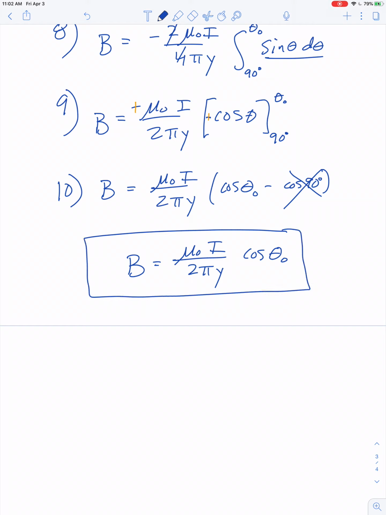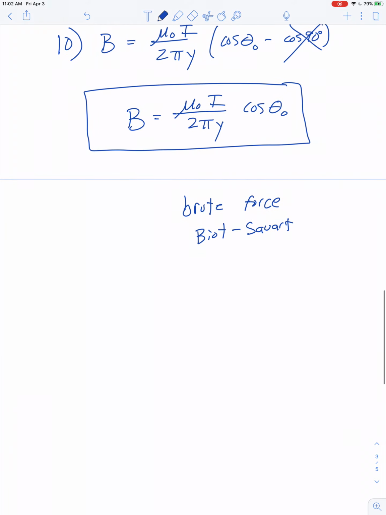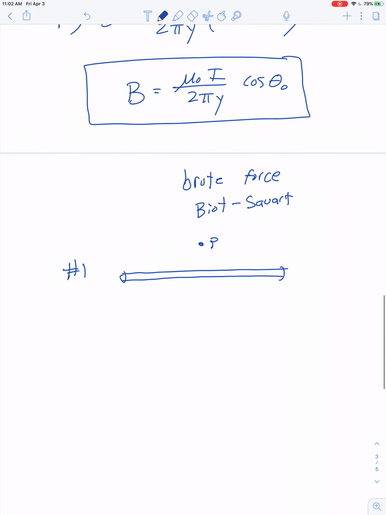So that's the brute force method, right? That's the law of Biot-Savart in order to determine the magnetic field at some particular point of interest. And let's just take it one step further and compare a couple of different wires. So let's compare the magnetic field at point P for wire number 1 that carries a current of I. We can make up a number if we want to call it 5 amps. And we can make up a value for this.